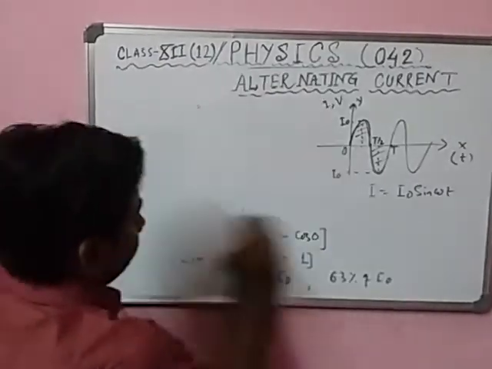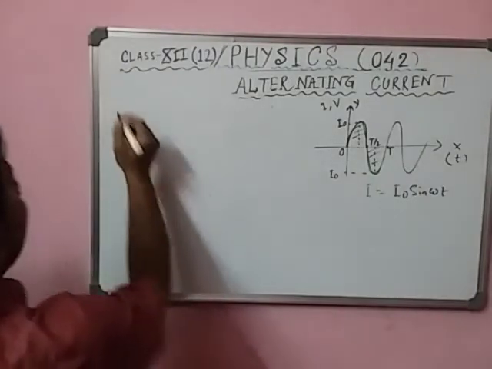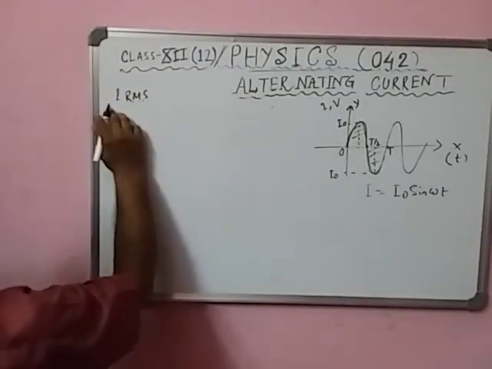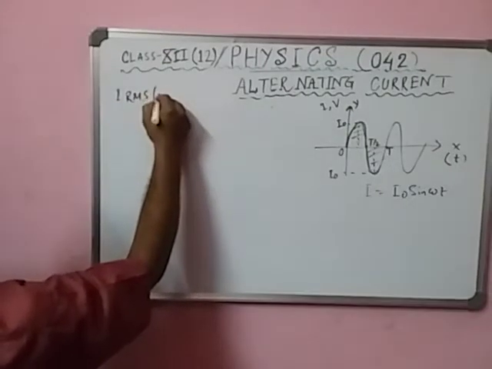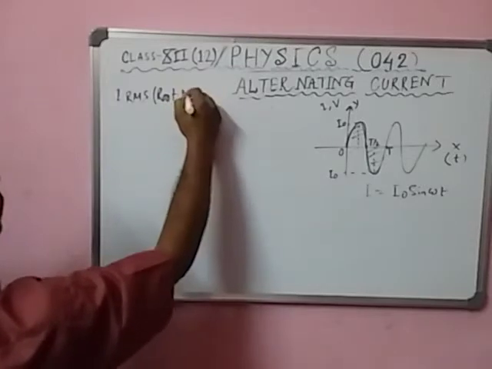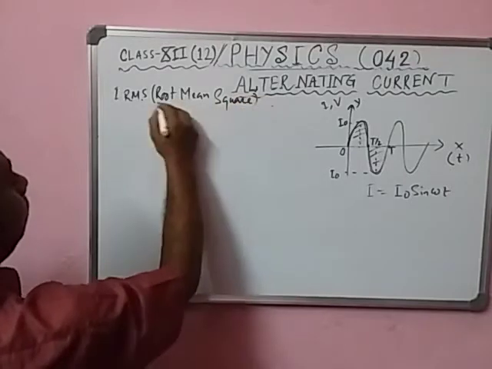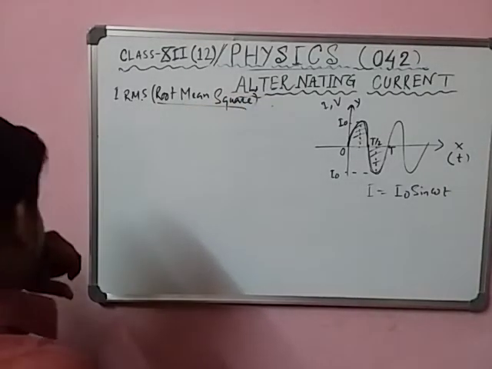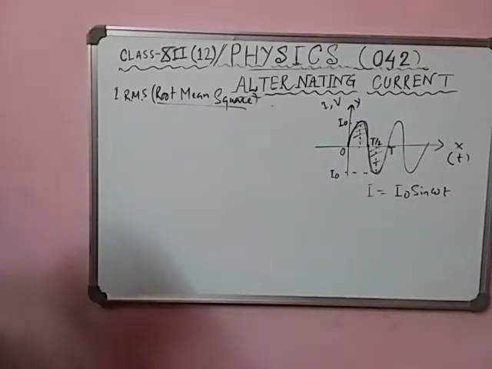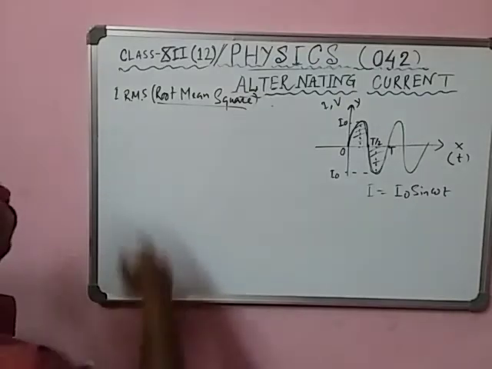So next our target is to find I RMS. What is the full form of RMS? Root mean square. Root mean square value, I RMS.